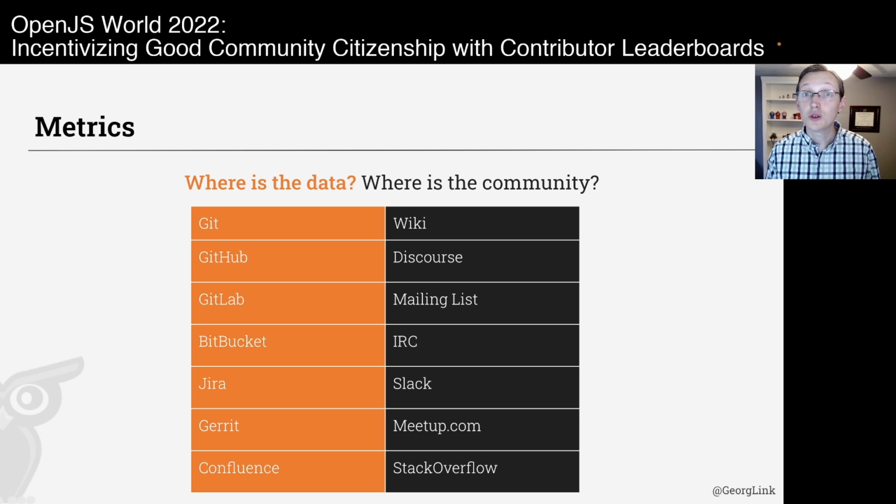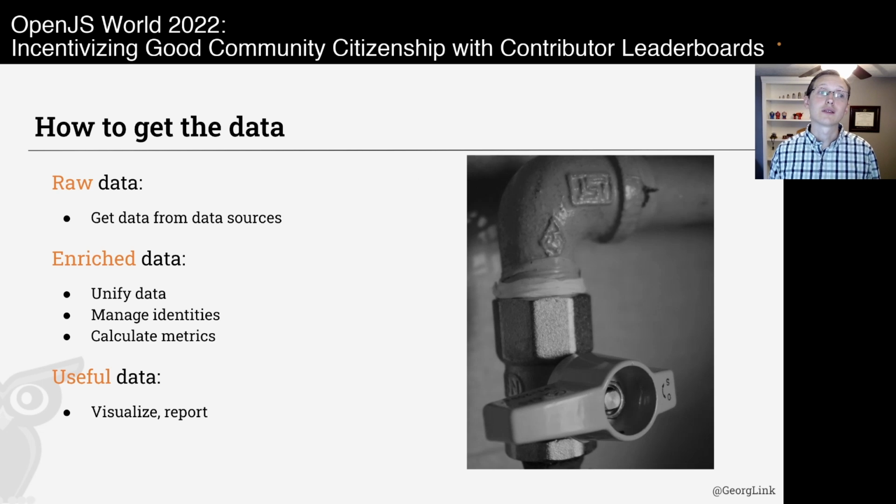Now, once we know what we want to collect, we need to go through a process. We have the raw data that we get from the data sources. We need to work on it, enrich it, unify it, and then we get useful data. And we can talk about what that looks like. So let's go through these different steps.